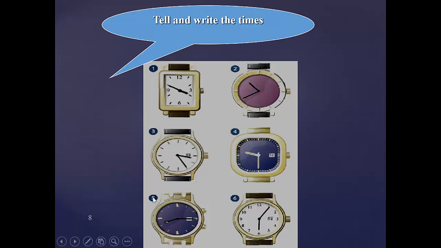Number 5 here. This is 8, and this is 15. So 8:15, we can say quarter past 8. What that means is 15 minutes after 8, you guys, okay? So 8:15, quarter past 8. And finally we have 6. It's 6:05, okay? So what we're gonna say is it's 5 past 6. What I mean by that is it's 5 minutes past 6 o'clock. Okay, you guys? Pretty simple stuff.